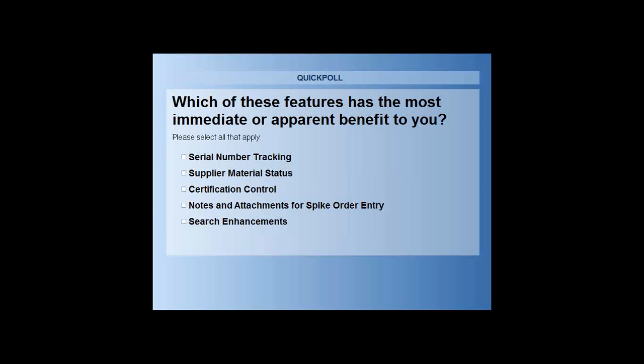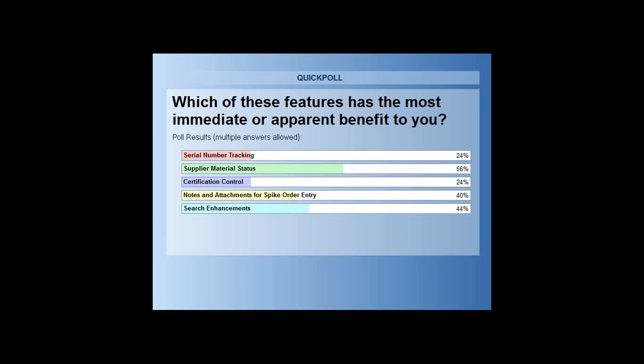All right, still see a lot of votes coming in. All right, looks like some things have leveled off, so go ahead and press that submit button real quick, and then I'll close the poll. All right, and I will share that with you. It looks like we've got some of everything here, but definitely two of the big ones look like supplier material status and the searching enhancements.